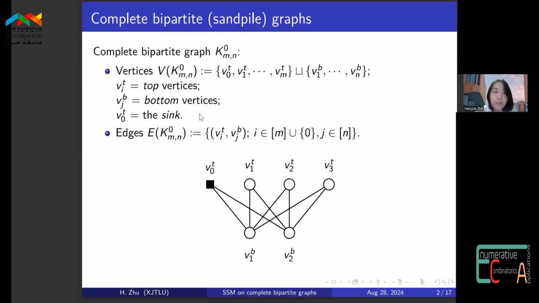First of all, we have the complete bipartite graphs. We have two sets of vertices, the top set and the bottom set. Here we have one special vertex, which we call the sink. We use the label V0T to denote that. For other vertices in the top set, we use the label ViT to denote each of them. For the bottom set, we use the label ViB to denote each vertex. For the edges, we connect each vertex in the top set to each vertex in the bottom set.